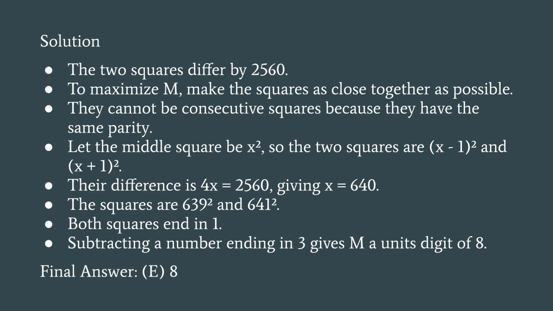Since m equals 639 squared minus 1213 equals 641 squared minus 3773, and both 1213 and 3773 end in 3, the unit digit of m is obtained from subtracting 3 from 1, which gives 8. Therefore, the unit digit of m is 8. The final answer is choice E, 8.